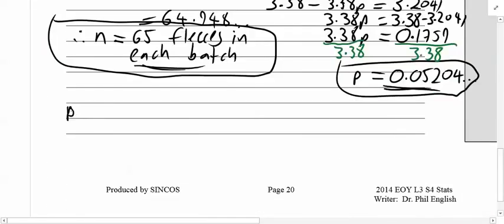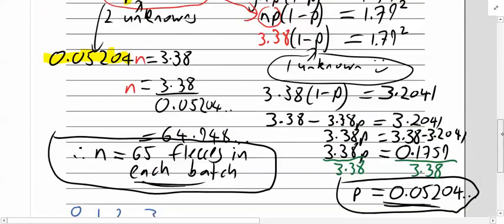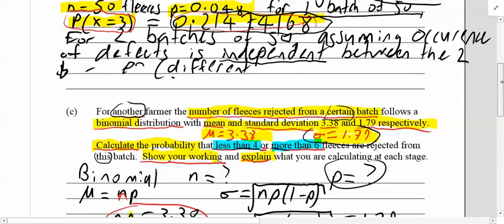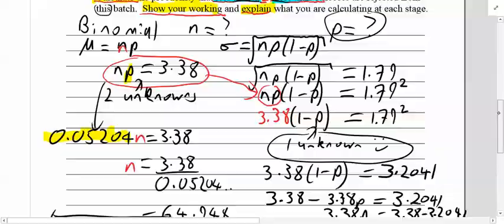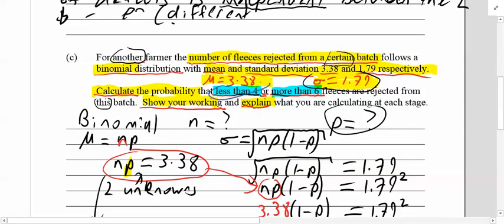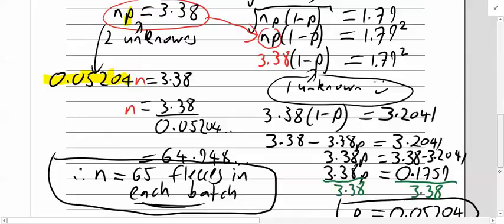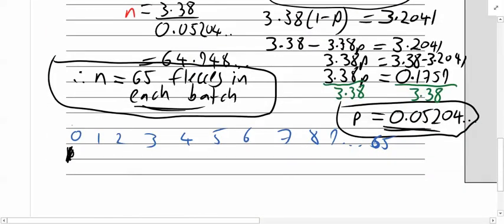Now, when you're asked to do a binomial probability, always do your number line. So 0, 1, 2, 3, and what did it go up to? We're not going to write it all the way up to 65, but we don't need to. We just need around the 4 and 6 mark so we can picture what's going on. 5, 6, 7, 8, 9 up to, sorry, 65. Okay, and less than 4 or more than 6. So I'm going to highlight less than 4, so that's 3 or less, or more than 6, so 7 or more.